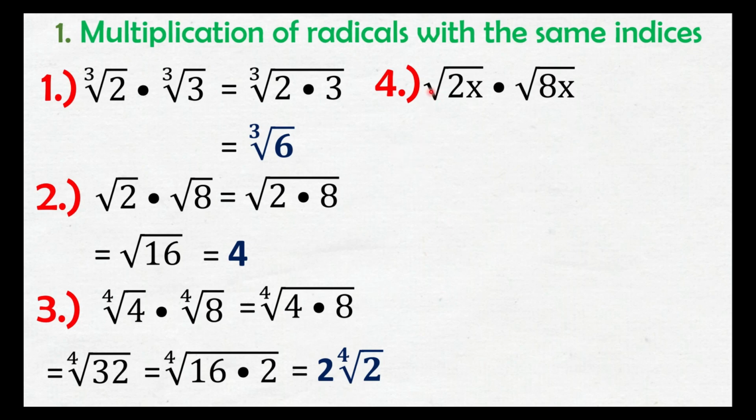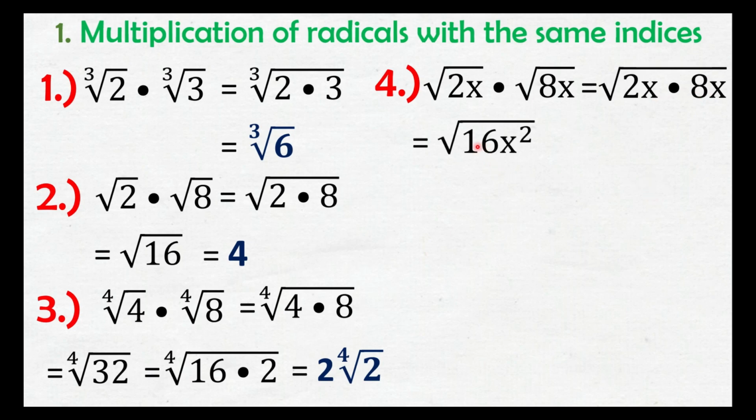Example number 4, square root of 2x times square root of 8x. Apply second law of radicals. Makukuha natin ay square root of 2x times 8x. And then, multiply lang natin yan, 2 times 8 at x times x. Makukuha natin ay 16x squared. 2 times 8 is 16. X times x, add lang natin yung exponent nila na invisible 1, that is 2. Kaya meron tayong x squared dyan. And then, si 16 perfect square siya, at ito, perfect square din. So, malalabas natin yung 16 at x squared sa loob ng radical sign. Makukuha natin ay 4x. 4 times 4, 16. X times x is x squared.